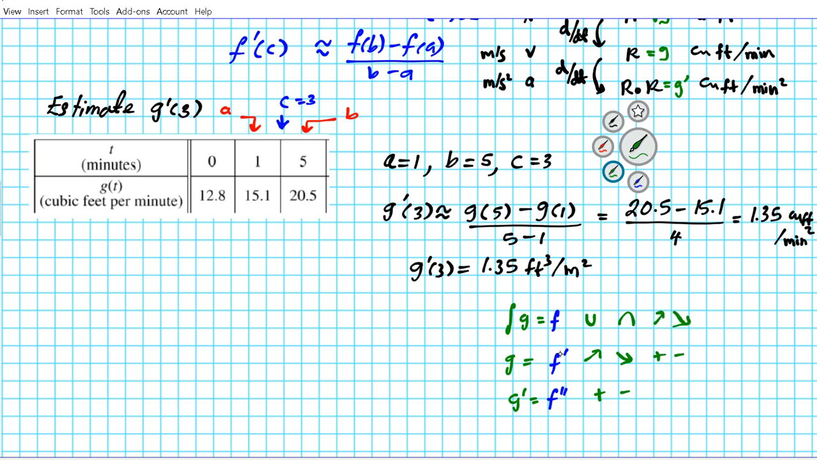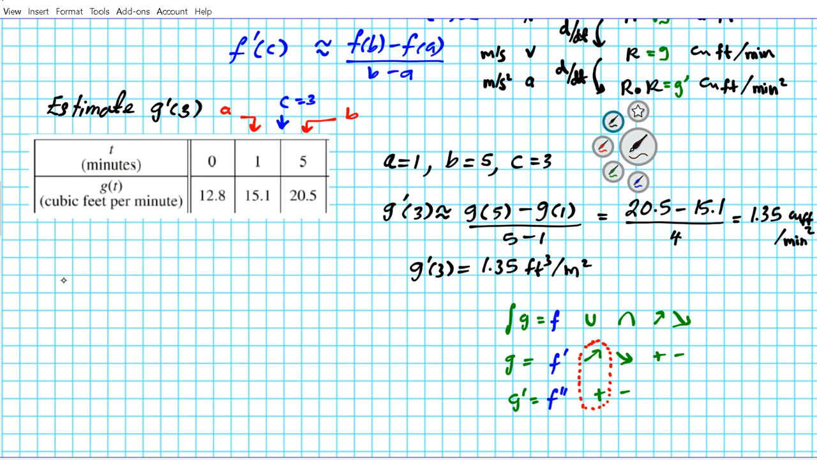All right. So in this particular problem, we found out that G prime was positive, okay? So G prime, the derivative of this rate, was positive. So what does that tell us about G? If G prime is positive, that tells us that G, the rate, is doing what? The rate is increasing, okay? And at what rate is it increasing at? It's increasing at 1.35 cubic feet per minute square. Alrighty, so let's go ahead and write that down real quick.